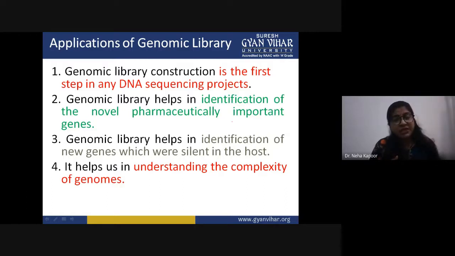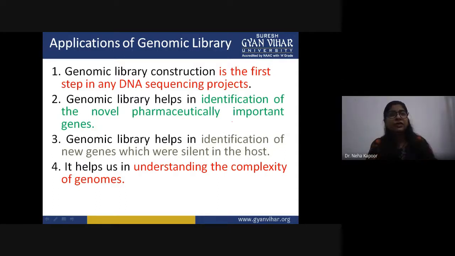This is the first step in any DNA sequencing project, because the whole genome can be sequenced only when you have a collection of clones that will represent the complete genome of an organism. And this genomic library will basically help in identification of novel pharmaceutical important genes also, because once you have the sequence, you can go for designing many experiments, expression based experiments or PCR based experiments or hybridization based experiments.